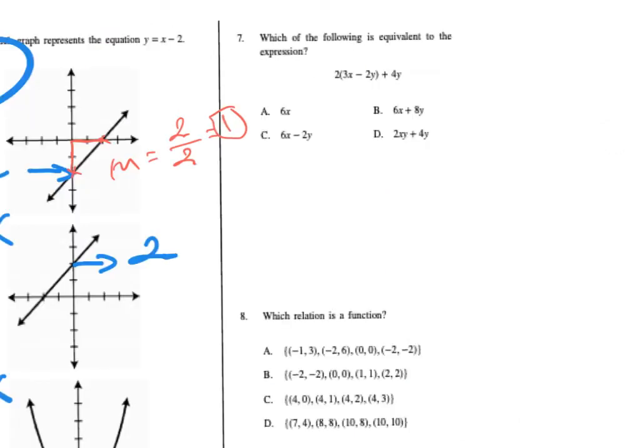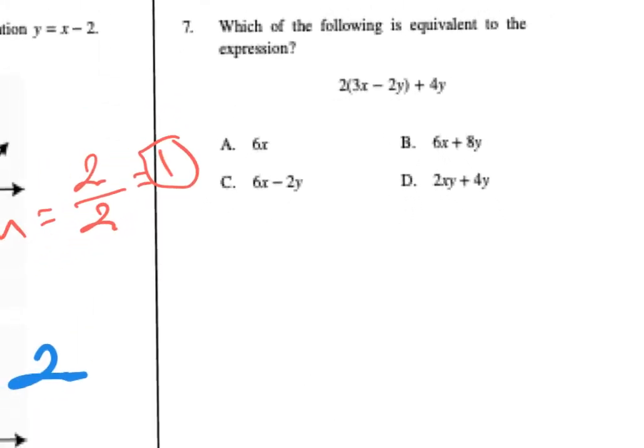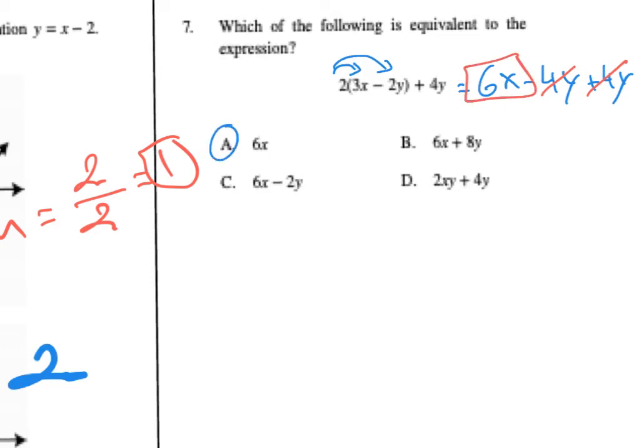I got this question, number 7. Which of the following is equivalent to the expression here? So I got this one, 2 parentheses 3x minus 2y, plus 4y. Well, we can use the distributive property here, like 2 times 3x and 2 times -2y. So that's going to be 6x minus 4y plus 4y. Well, we can simplify. Those are opposite to each other, -4y and plus 4y, right? So we can simplify that one, and the answer will be 6x, which is going to be A.